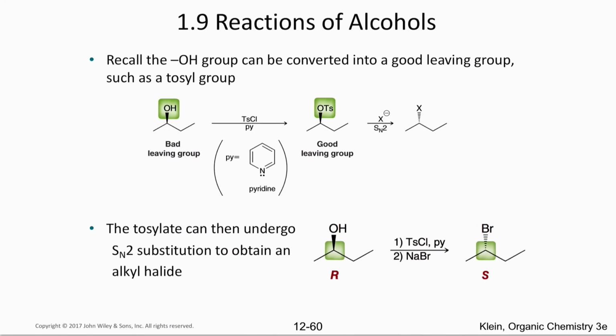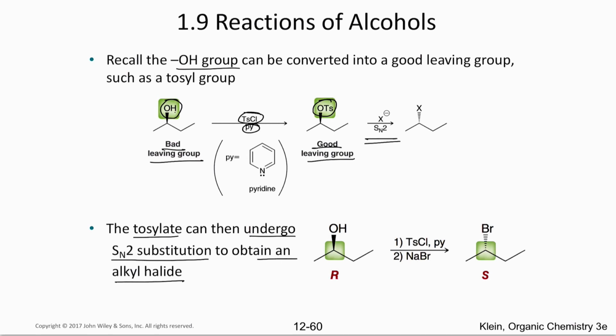Next, the other way of removing the OH group, so the OH group can be converted into a good leaving group, is by using what we call tosyl chloride, TsCl, in the presence of pyridine. The same thing: in place of OH, we replace OH with OTs to make a bad leaving group into a good leaving group, and then it undergoes an SN2 reaction. So the tosylate here can undergo an SN2 reaction to obtain an alkyl halide.